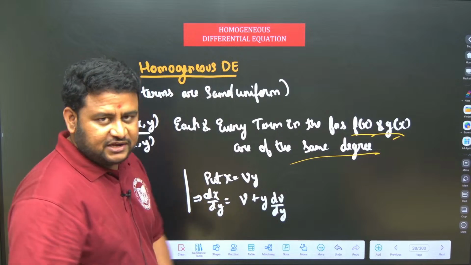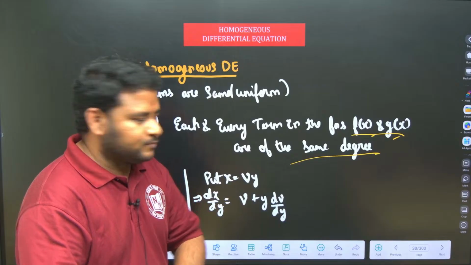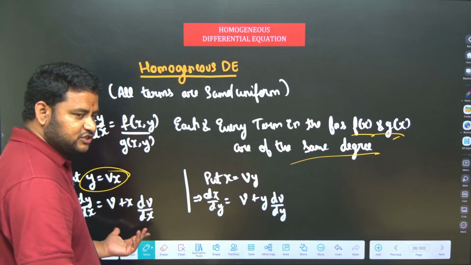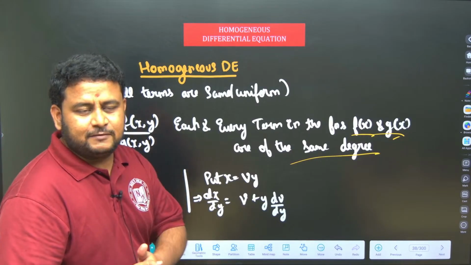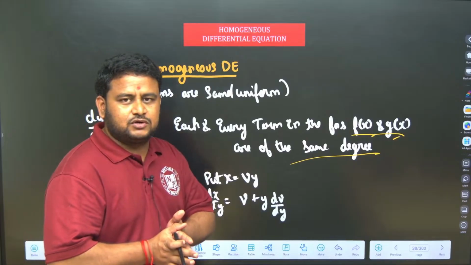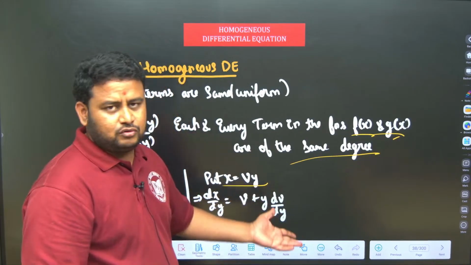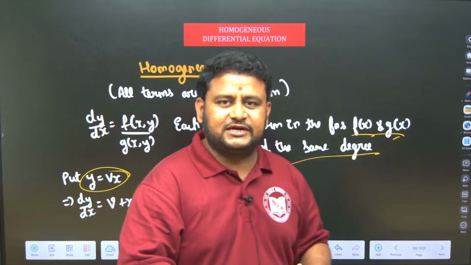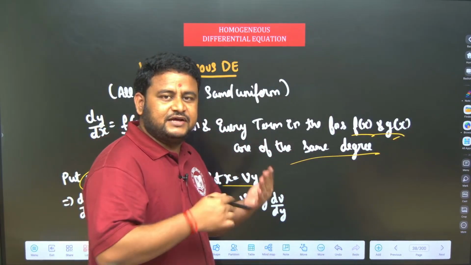Here what you have to do, if you have to get it into the form of dy by dx, put y is equal to vx. Then what you will get? This you have to differentiate. That is we are using UV rule. Then if you want dx by dy, put x is equal to v into y. Then you do accordingly. Then you will get it into which form? Again to the previous form, which is nothing but variable separable form.